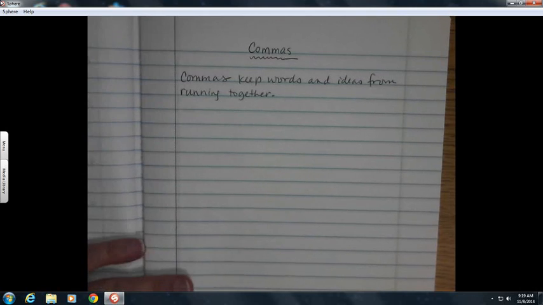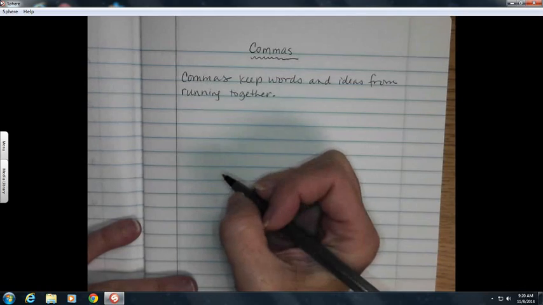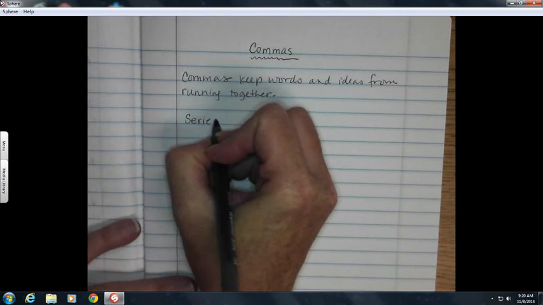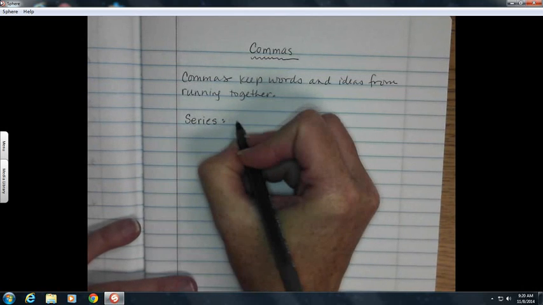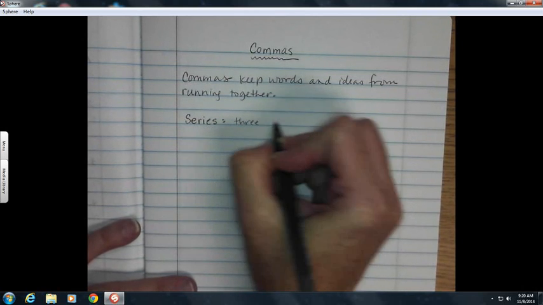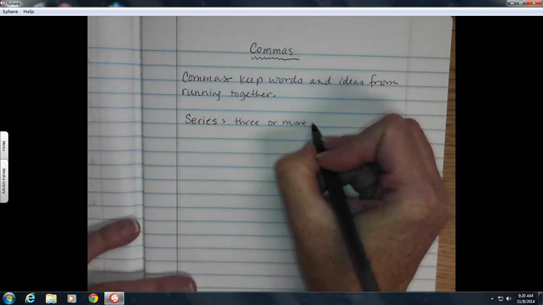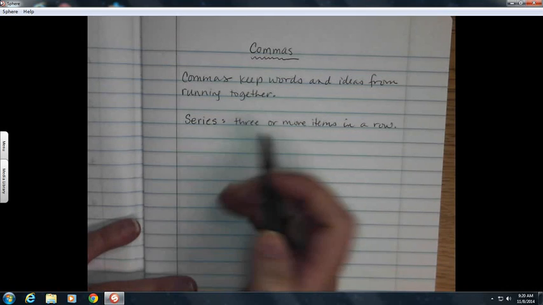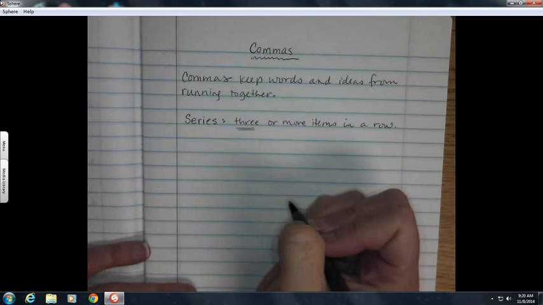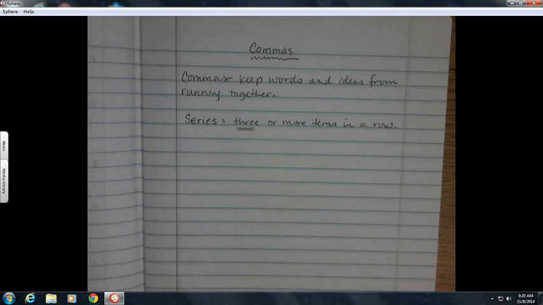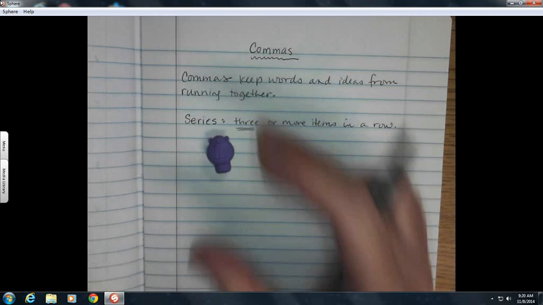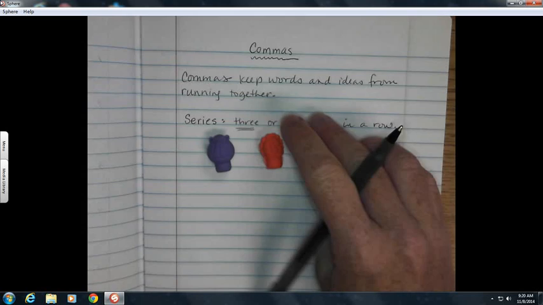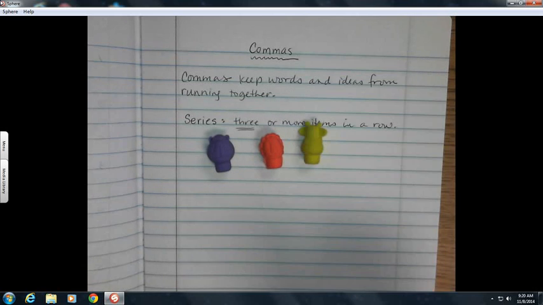One of the most simple ways is when we use commas between items in a series. So now I'm going to write the word series, which is 3 or more items in a row. So it's important to note that a series is 3 or more, not 2. Okay, so to help me out, I'm going to have my friend the purple bear, the orange lion, and the yellow giraffe. There we go. Okay, so I'm going to move them up here.